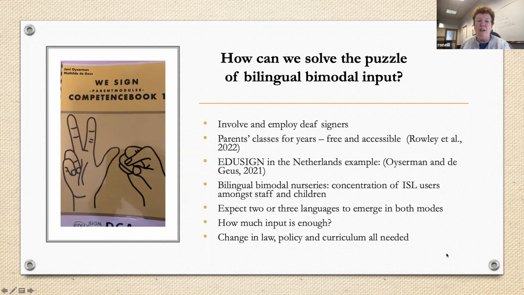To do this sort of thing, we'll have to change the law, the policy, and the curriculum. And by the curriculum, I'm talking about the parents' curriculum, the curriculum for teaching a sign language. We need to have all of those things in place. I know in Ireland, like in Scotland, we have a BSL Act, you have an ISL Act, but there's a lot of policy which hasn't caught up.